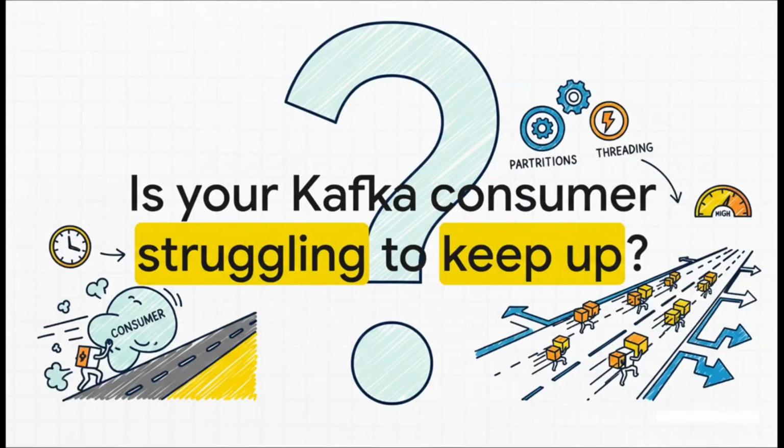So, picture this. Your new event-driven service is live, messages are flowing, and then you see it. The lag starts to creep up. Your Kafka consumer is falling behind, and that backlog is just getting bigger and bigger. It's a classic scaling problem, for sure, but what's really going on under the hood?